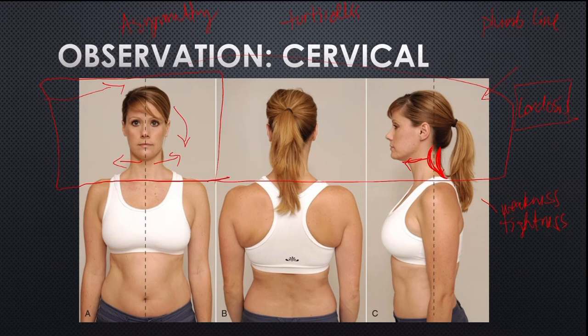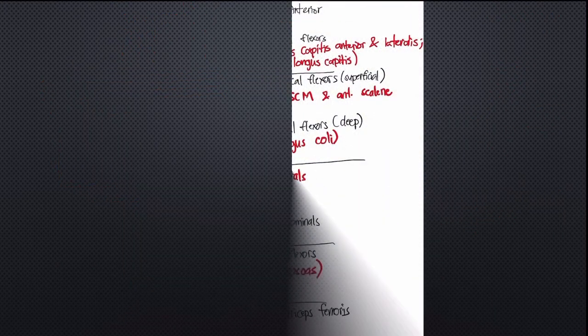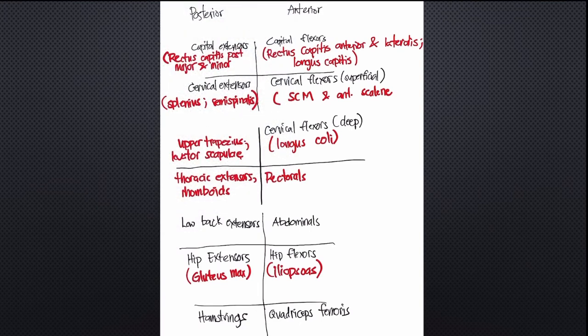That's why I included here the upper and lower crossed syndromes, because this is very important. By simply looking at your patient, you can determine what's weak, what the problem is with your patient. On the next slide, I have written this myself, just a summary of how you determine the upper and lower crossed syndrome.